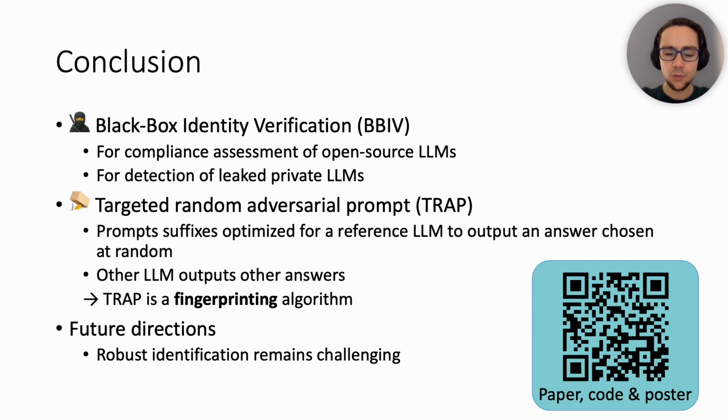In conclusion, we looked at the BBIV problem to assess the compliance of open source LLMs and to detect leaked private LLMs. To solve this task, we proposed TRAP, which consists of prompt suffixes that are optimized for a reference LLM to output an answer chosen at random. And since other LLMs output other answers, we can use TRAP as a fingerprinting algorithm. A future direction might be to have robust identification under different scenarios.